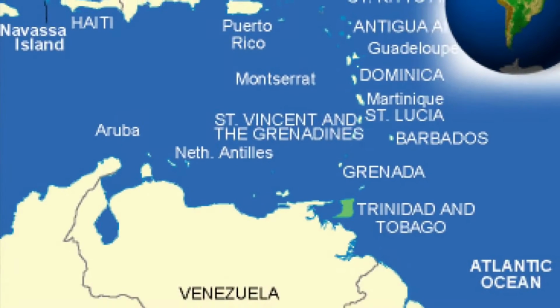So the country is located in South America. It consists of two islands, Trinidad and Tobago, that is brought together as one. This country is close to Venezuela, which is southwest to it, and Guyana, which is southeast to it.